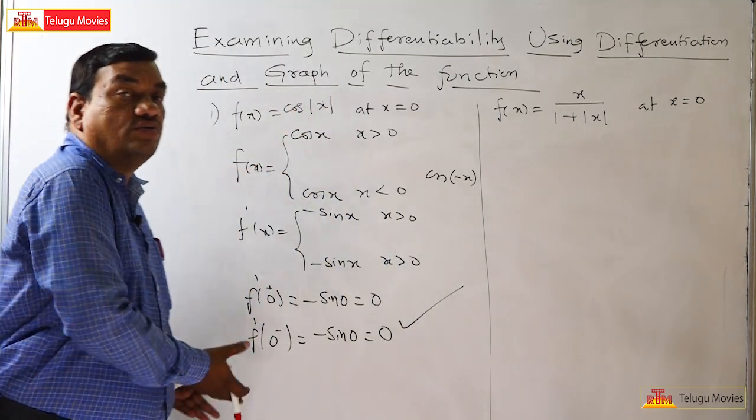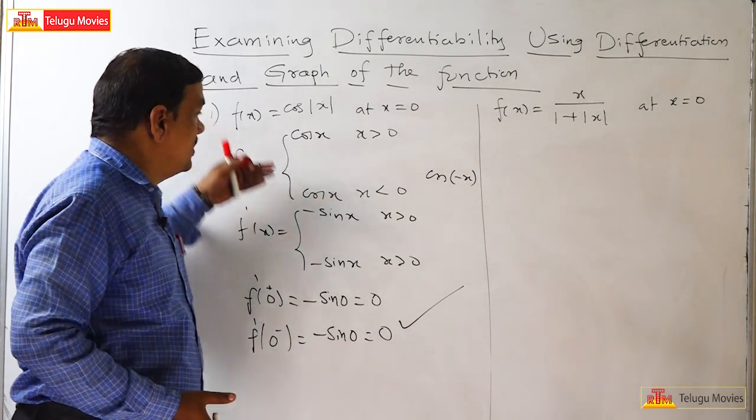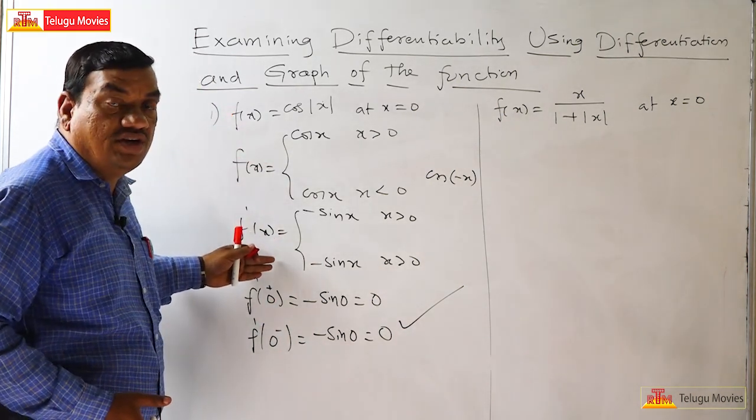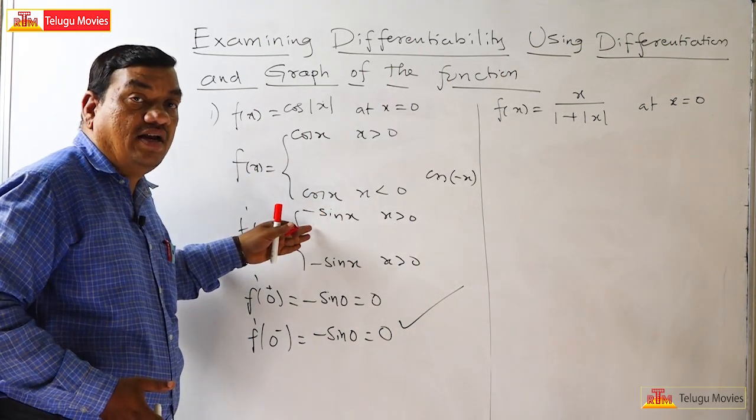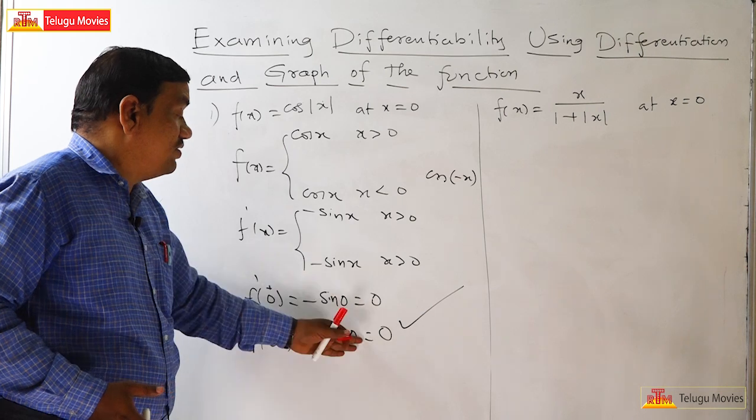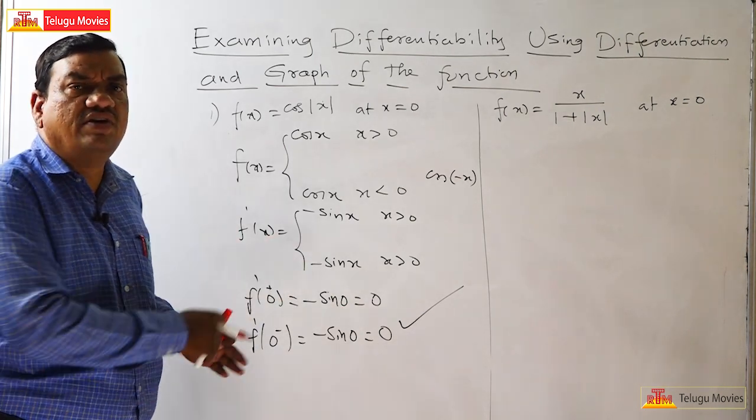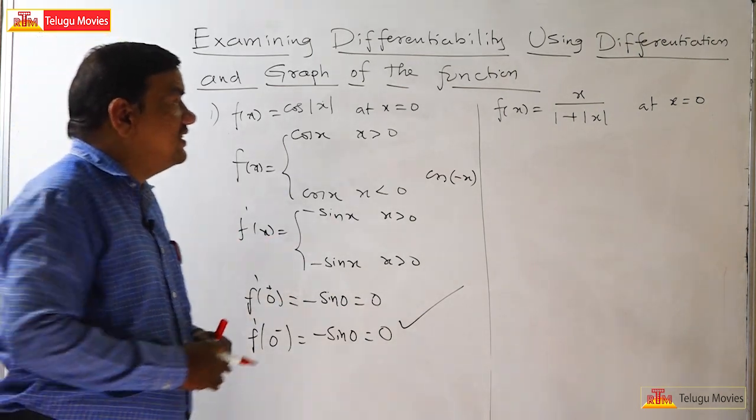So here we did not use any LHD, RHD formula. Given a function, differentiate it and substitute the value; if the LHD and RHD values are both the same, therefore it is differentiable. It is a very simple method. So let us see that also.